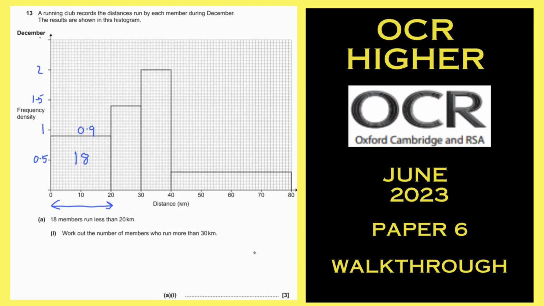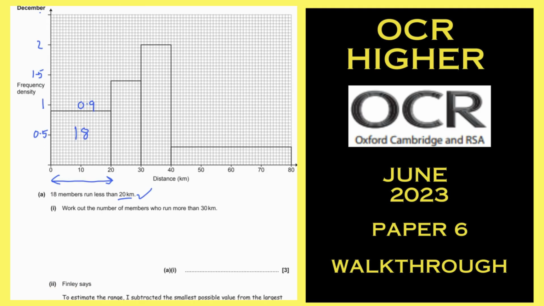1.52, and we're not that bothered about the top one. It says 18 members run less than 20. Done. Work out how many of the members run more than 30. More than 30 will be this region here and that region there. We need to work out the areas of these regions and add them together.